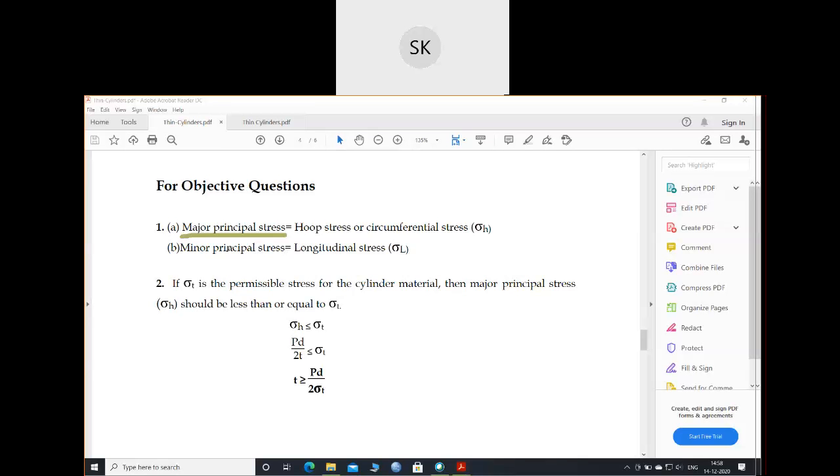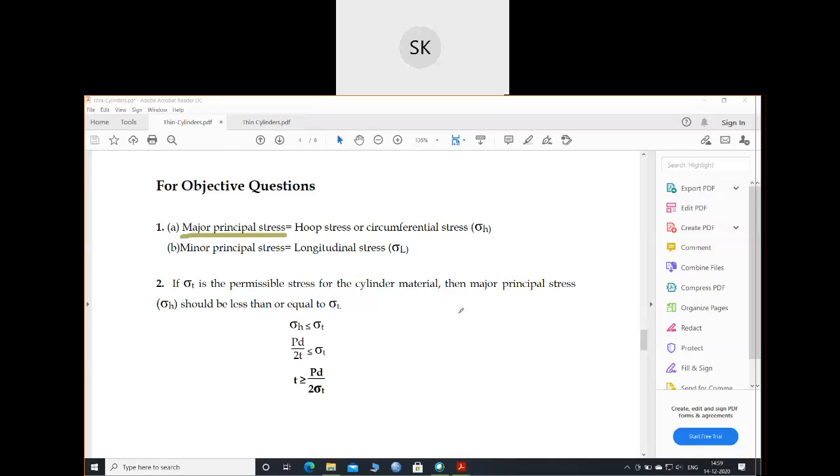So keep remembering this, and don't get confused, they might ask you indirectly. If they ask you to find the major principal stress, you have to find out sigma h. And if they ask you to find the minor principal stress, then you have to find out the longitudinal stress. Now see, if sigma t is the permissible stress for the cylinder material, then the major principal stress should be less than or equal to sigma t.